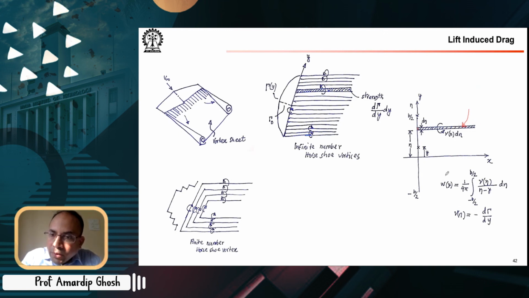So if you use the Biot-Savart law for the semi-infinite straight line vortex filament, you can get the induced velocity at the location y here, and the strength of the vortex filament here is given by d gamma dy. Here my eta is along y, so it doesn't really matter. So you can get the strength induced at this location.